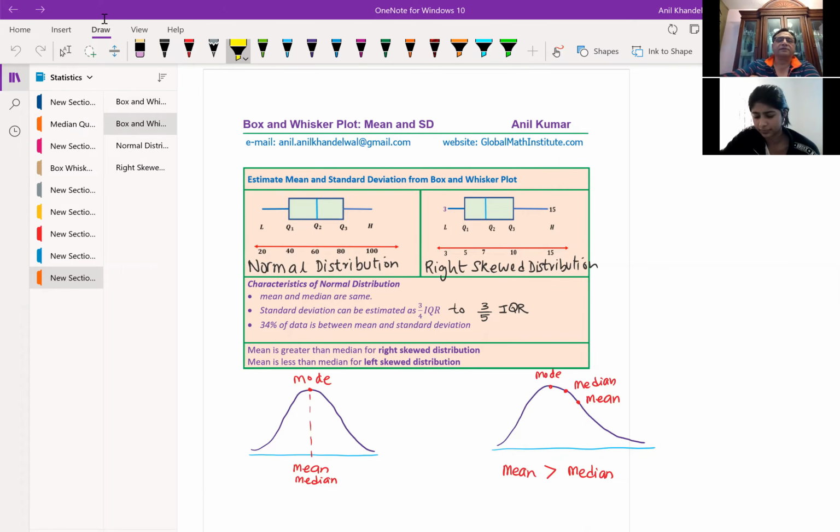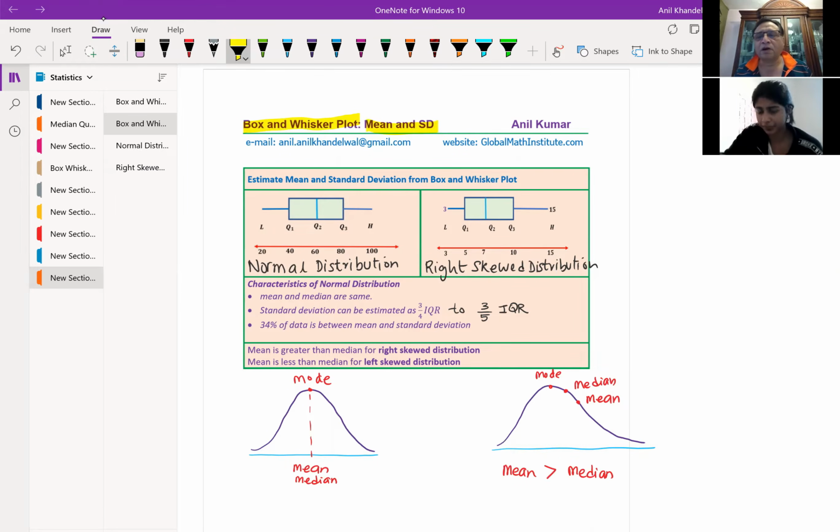So what I was saying is, we are given a box and whisker plot, and from there, we need to find what the mean is and what the standard deviation is. To begin with, let me tell you, there is no formula to give you this relation. And therefore, we are going to have a logical approach to estimate both mean and standard deviation. So that becomes the base for our lesson today.